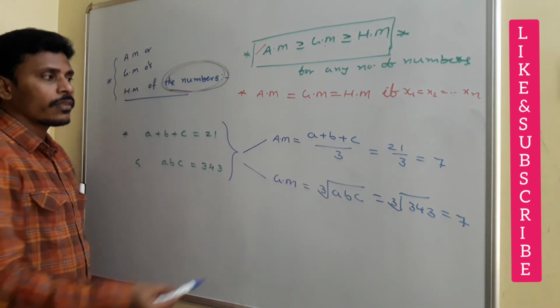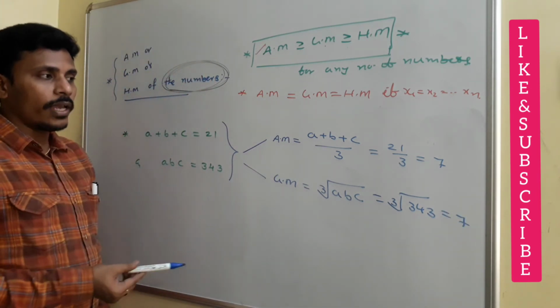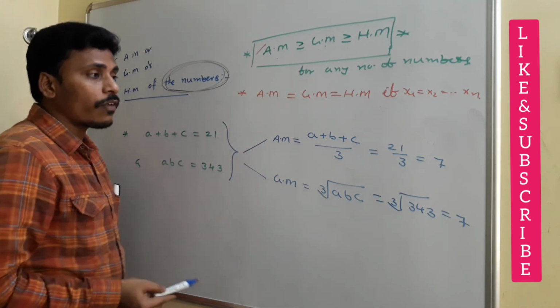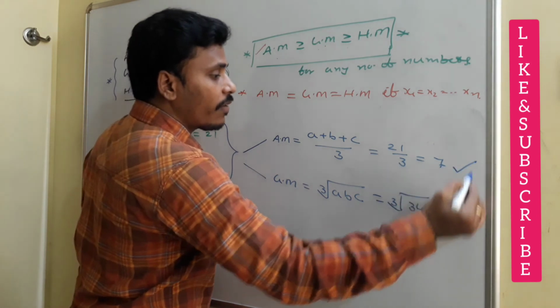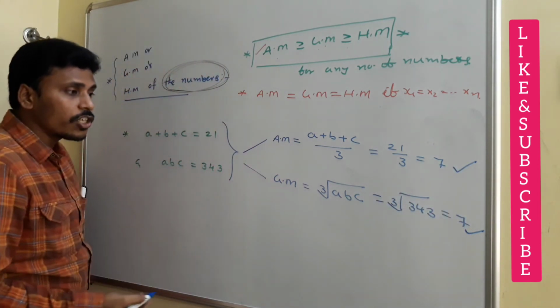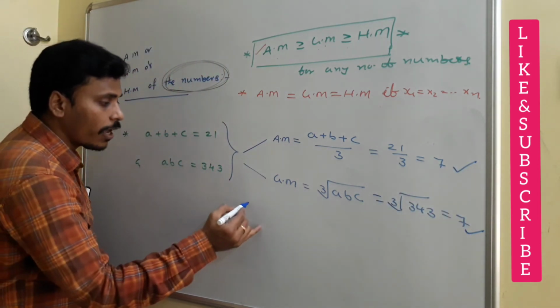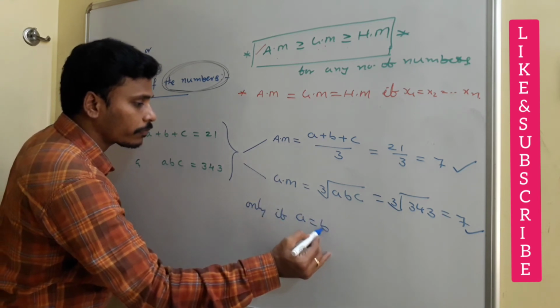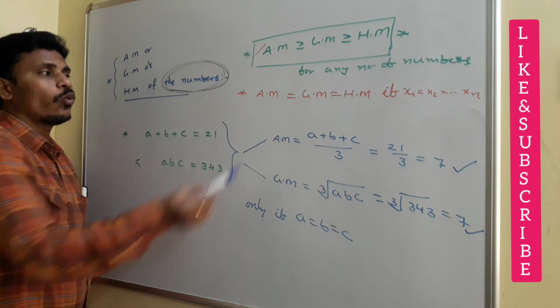Now look at this. This is somewhat rare. Always AM is greater than or equals to GM. But here what do we get? We get that AM is 7 and GM is 7. Whenever these two are the same, it happens only if a is equals to b is equals to c. The equality holds only if they are equal.